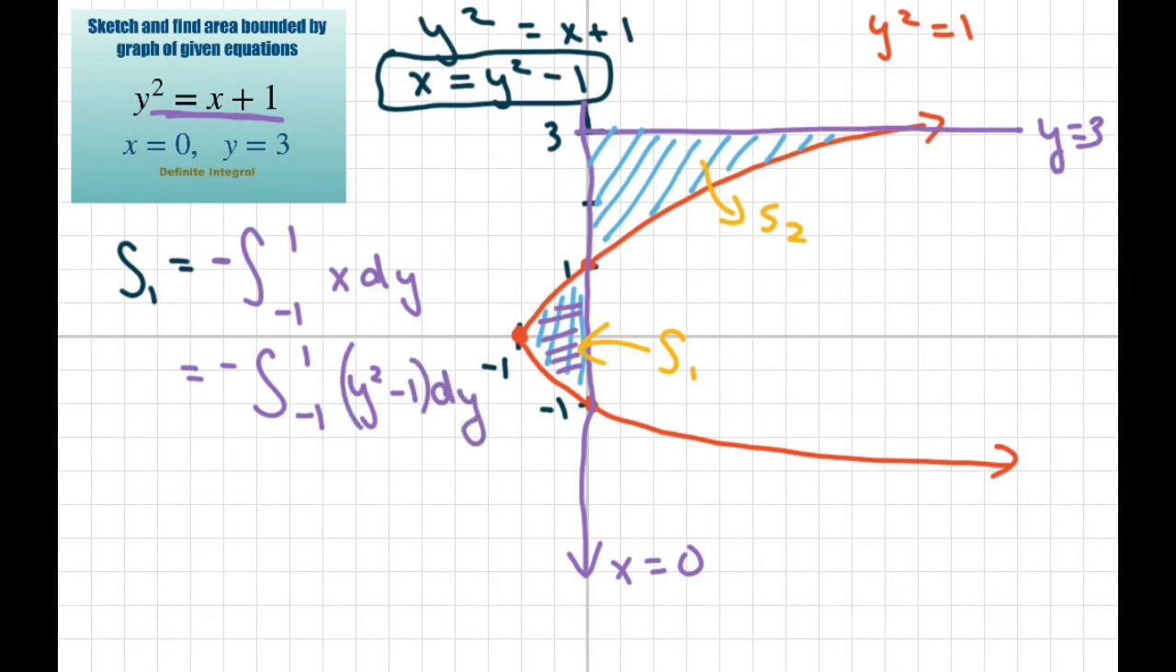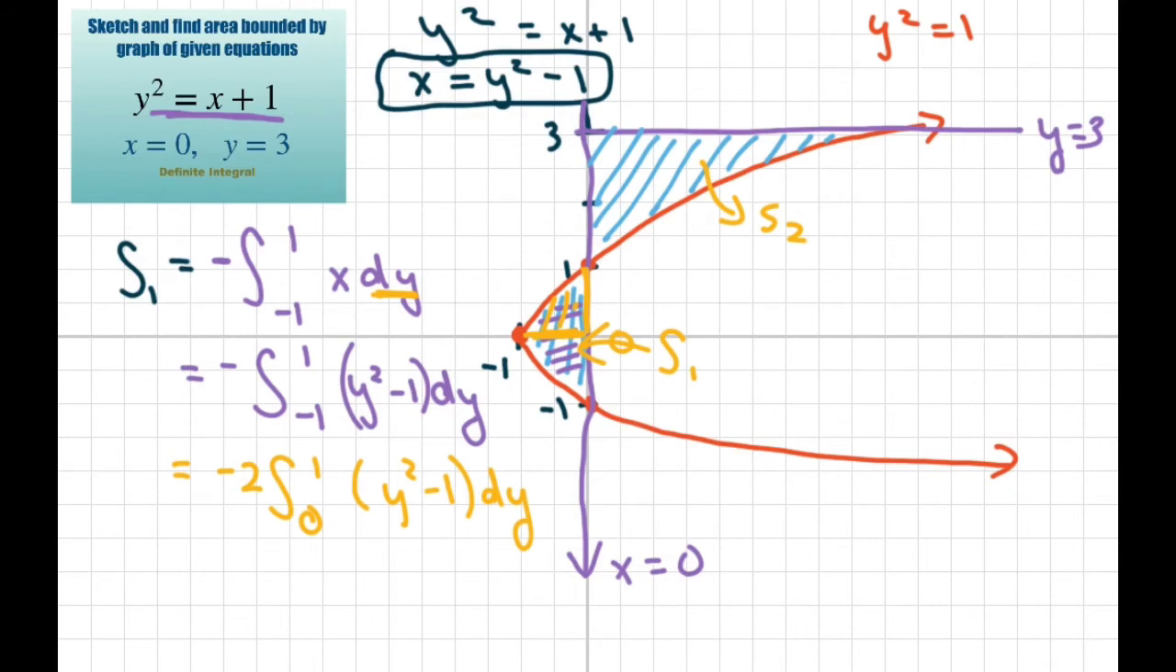Also, this is symmetric here, so I only need to go from 0 to 1. We're going on the y here. That's why we're doing dy with respect to y. And I could just multiply this by 2. So I could just go from 0 to 1 of y squared minus 1 dy. You can do that if you want and just multiply by 2. Or you could just do it together.